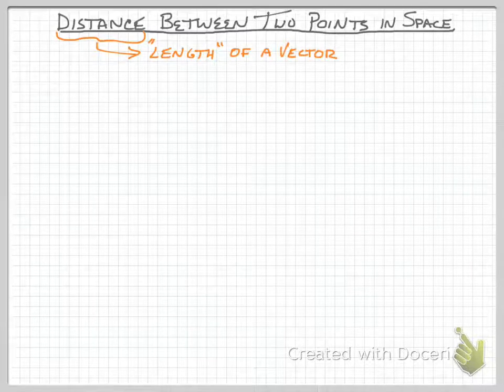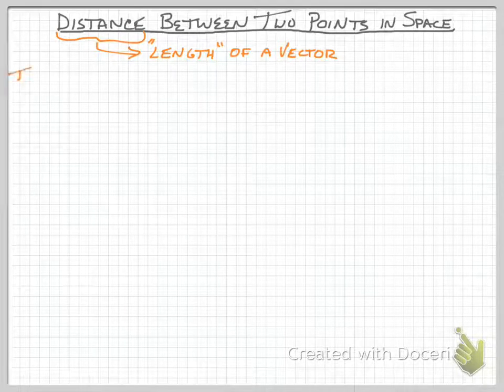Now we know that we can't really use distance for vectors, because distance is a scalar quantity. Vectors don't have distances. So we're just going to figure out the length of this vector.